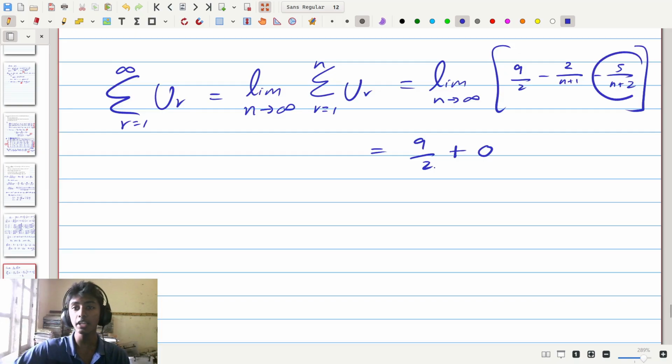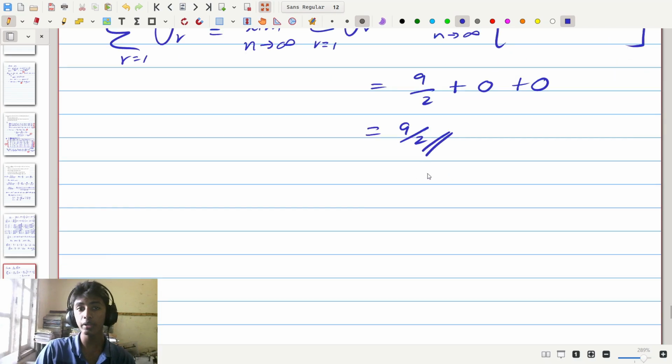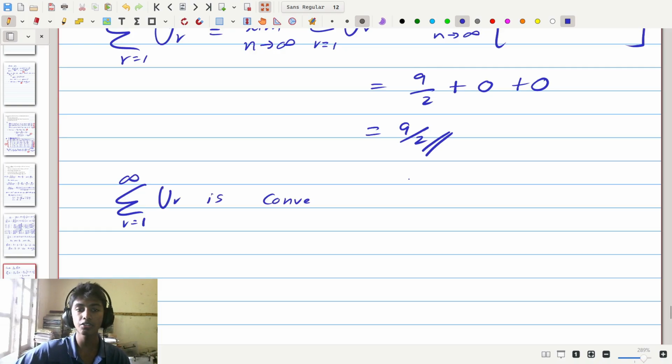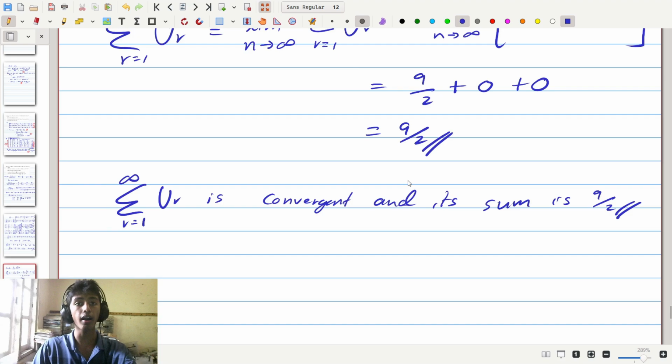And similarly, for the next part here, we have minus 5 divided by n plus 2, and as n approaches infinity, n plus 2 is going to approach infinity. So therefore we have minus 5 divided by an infinite value, which is going to approach 0. So we have plus 0 there as well, which means that this sum is equal to 9 over 2. So now we can conclude from this that the sum from r equals 1 up to infinity of u of r is convergent, since it is a finite value. And we can also say its sum is this value 9 over 2. So the sum from r equals 1 up to infinity of u of r is 4.5.